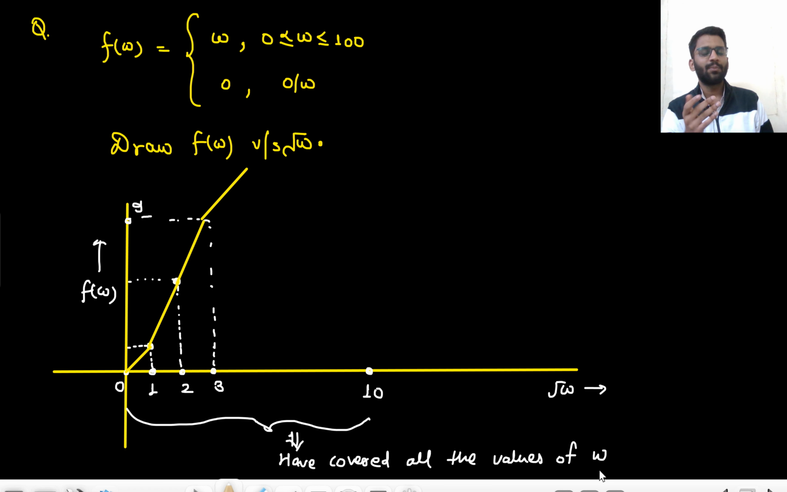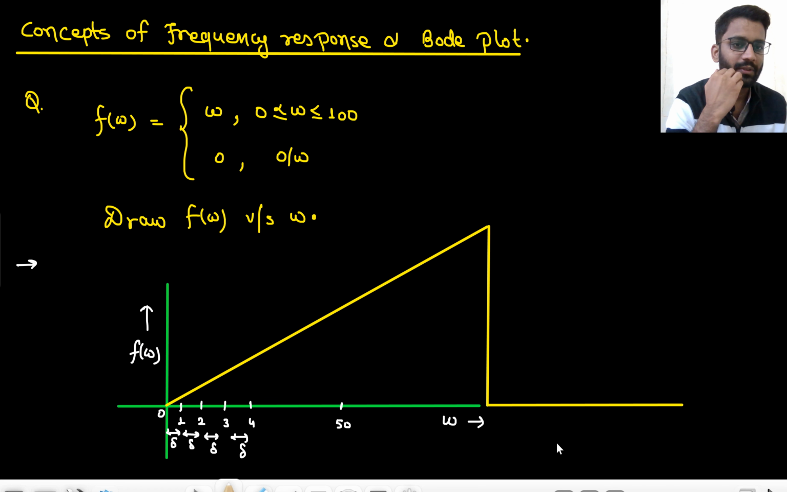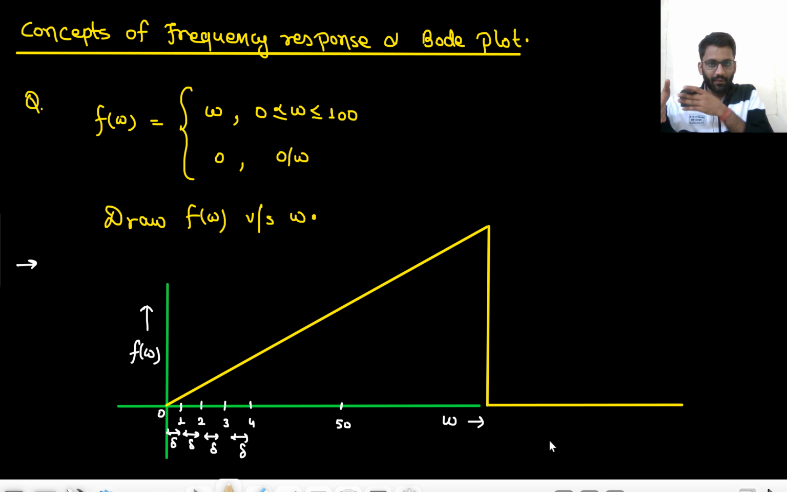Right? Now let's just assume omega was having 100 values and you want to plot it on a graph paper. On a graph paper, you have to have 100 points: 0, 1, 2, 3, 4, 5, 6, 7, 8, 9, 10, like that, 100 points, right? And what if the amplitude is very high? Like when omega goes to 100, your amplitude is 100 as well. So 1, 2, 3, 4, like that, such a high amplitude as well, right?